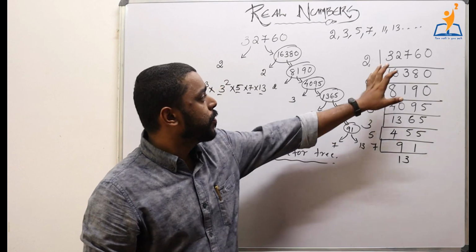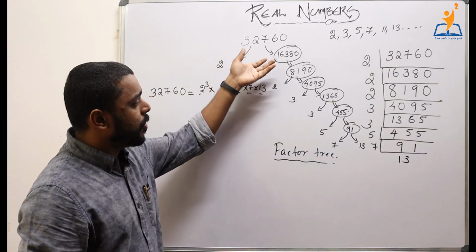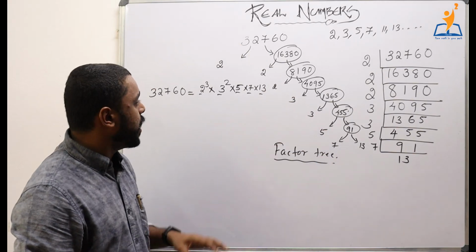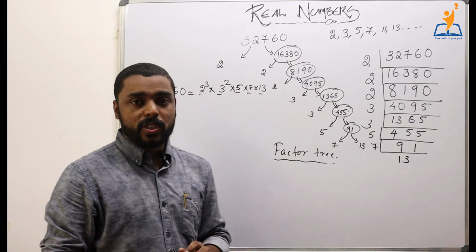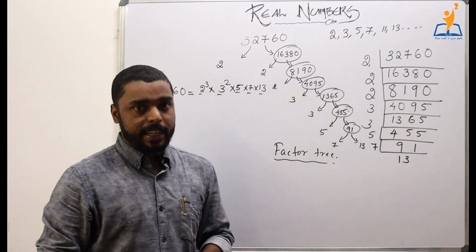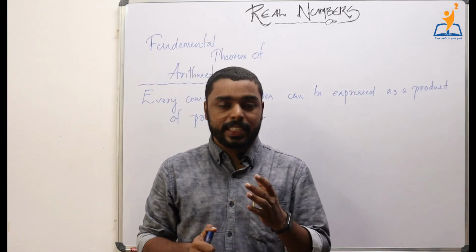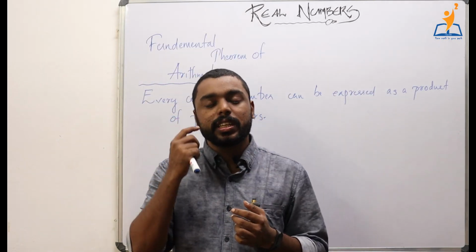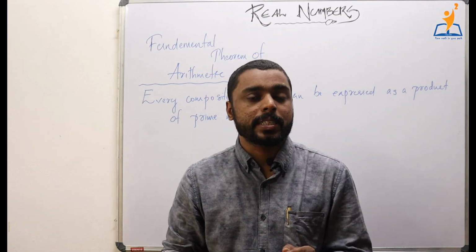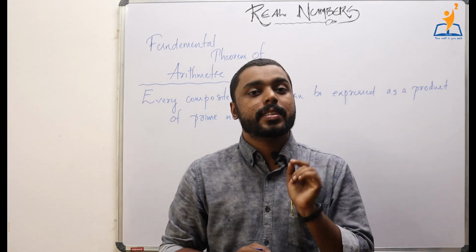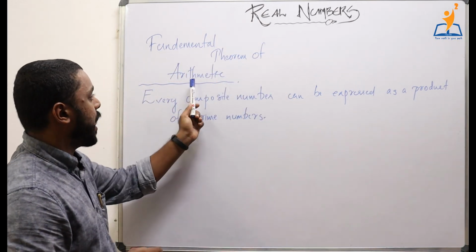What we should do? We should do only this kind of division process, and if necessary we can express it like a factor tree. Also we can express it in this form. Hence every composite number can be represented as a product of primes. Hence we said that every composite number can be expressed as a product of prime numbers, and this statement is named as the fundamental theorem of arithmetic.